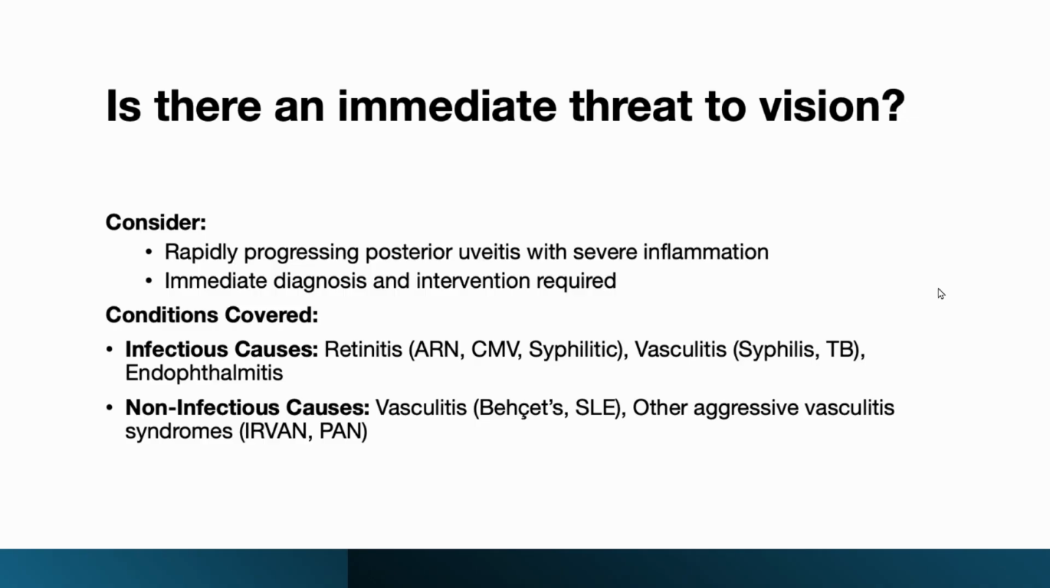The next part of this talk, we will consider if the condition poses an immediate threat to vision. Sight-threatening posterior uveitis is rare, but of course it's critical to recognise and identify at-risk patients. We'll cover infectious and non-infectious causes.